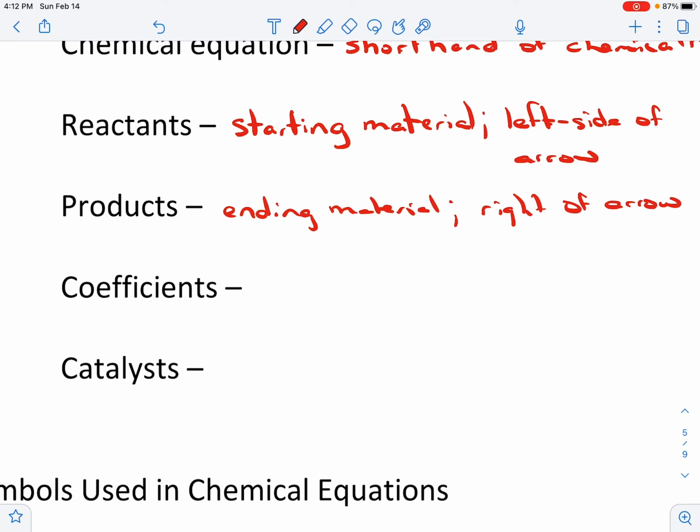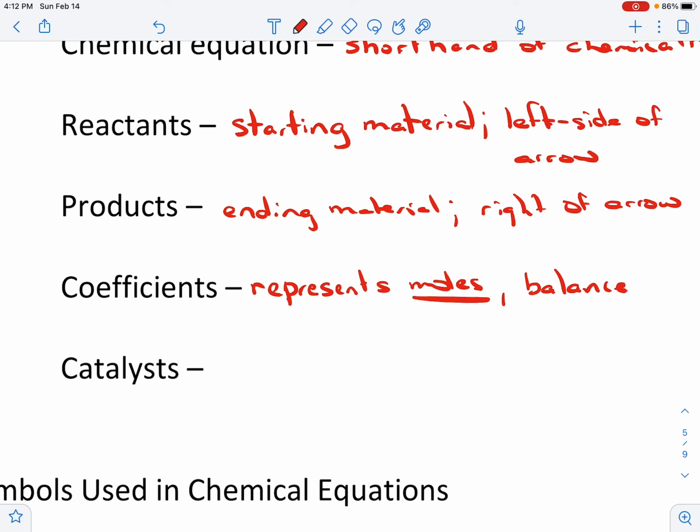All right, coefficients. This will be a word that we heard. This represents our moles, all right? And so this is how we balance a chemical equation. And again, that's what our next video is going to be about. This is how we balance. We use coefficients to balance our chemical equations.